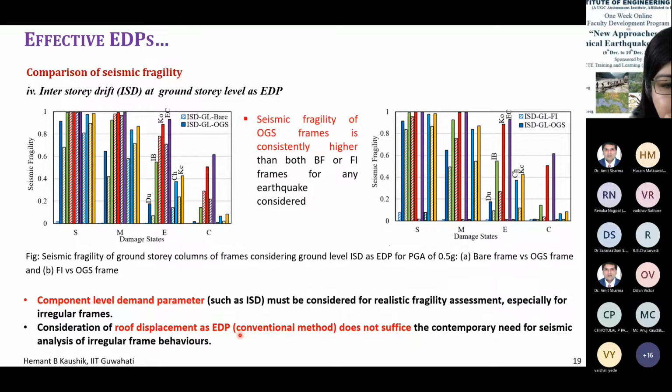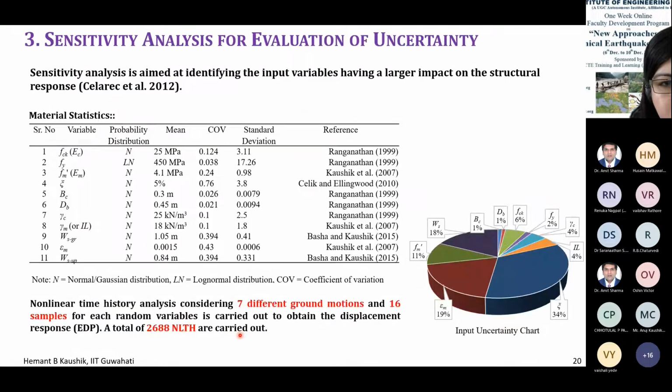For regular frames, we discussed that bare frame is a regular frame. For that, the top story displacement is okay. For fully infilled frame, again, which is regular, the top story displacement is fine. But for irregular frames, it is not capable actually. Right, so that part of the study is over.